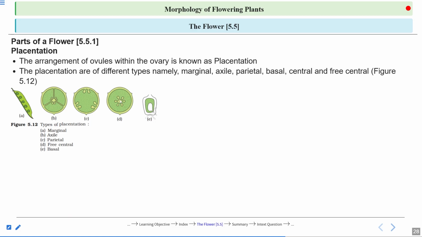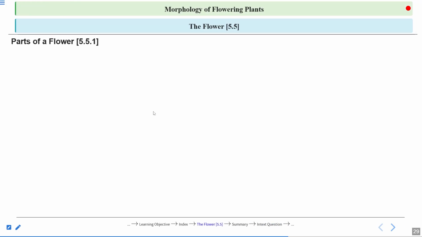Free central: one central axis and all the ovules are attached to that central axis, but there is no locule. See the B and D structures. What is the difference? Only the locule structure. If the locules are not present, then this one and this one will become the same, right? So this is the difference between axial and free central. The basal placentation: here, the ovule is attached to the base. So now we will see one by one.